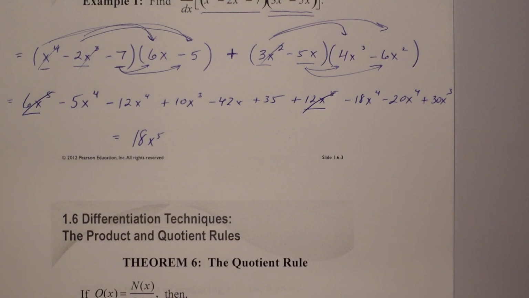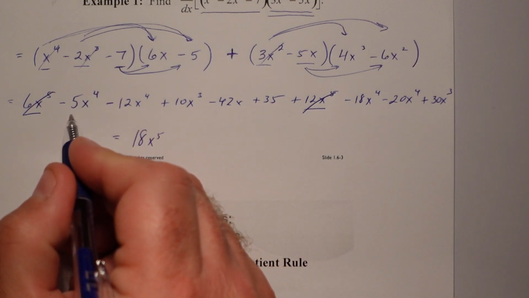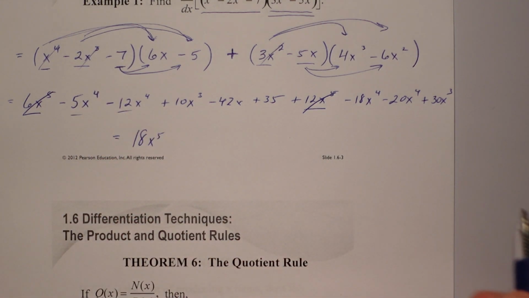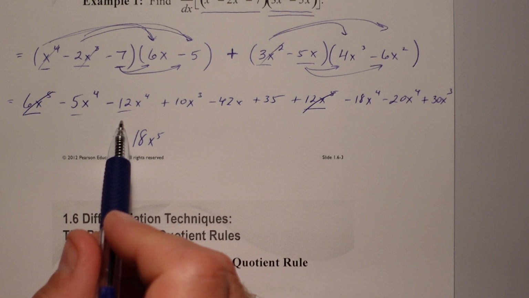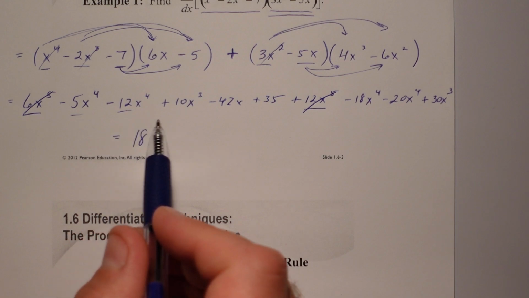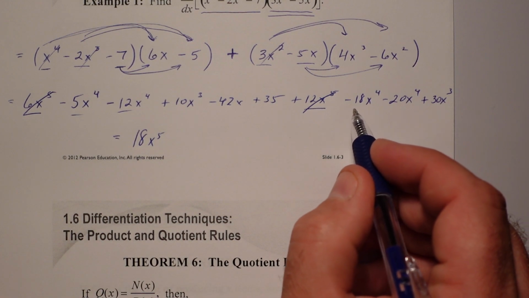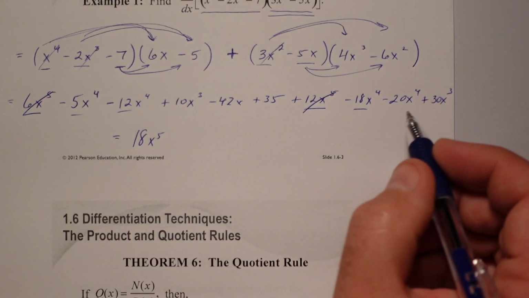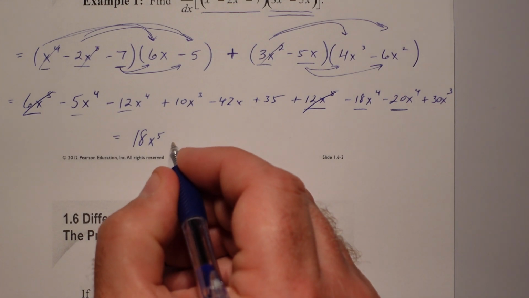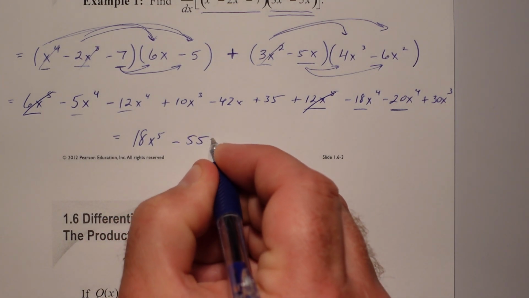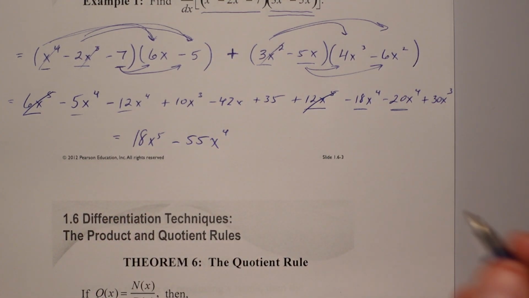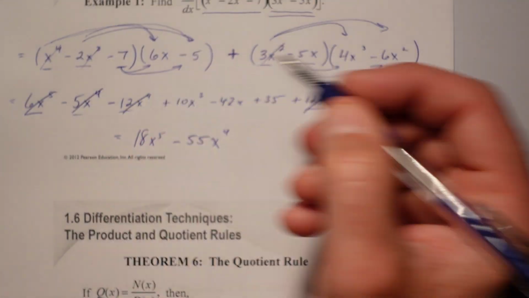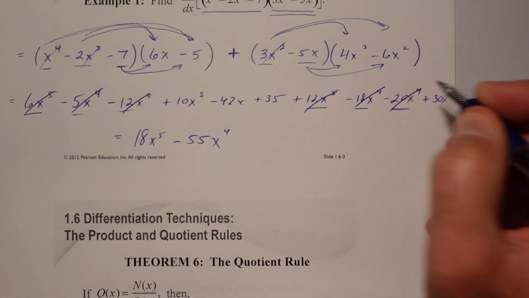Next, I'm looking at my x to the fourths. So I've got negative 5, negative 12, so that's negative 17. Let's see, we've got a negative 18 here, so we're up to a negative 35, minus 20. Looks like a negative 55x to the fourth. I'm going to cross all those off. There are a bunch of those.